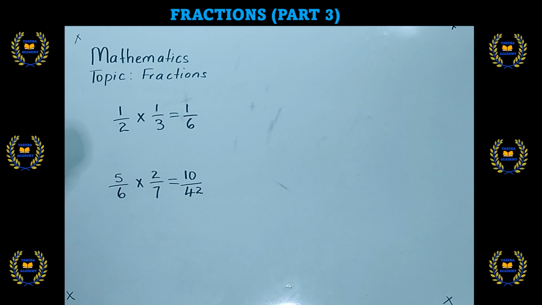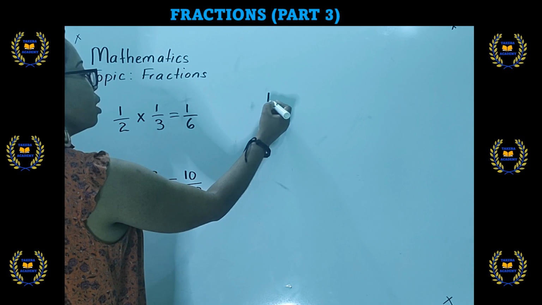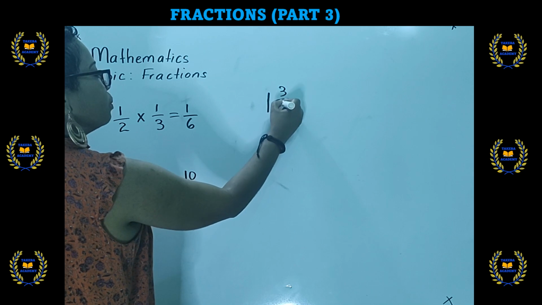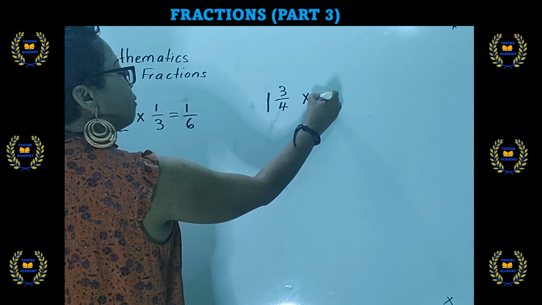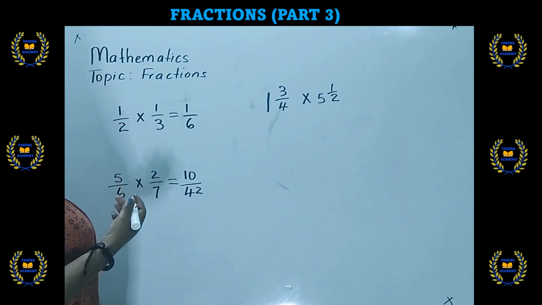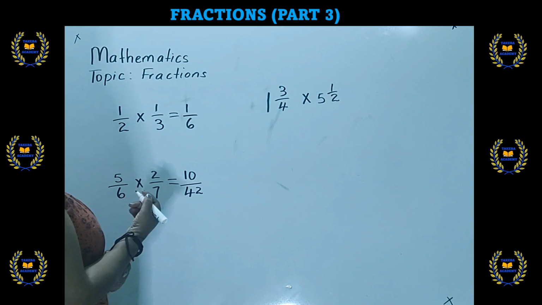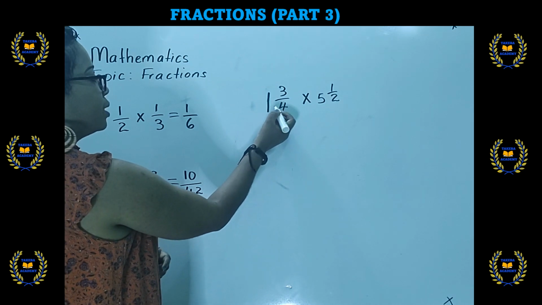Alright, so let's try another example, this time when we have mixed numbers. Remember in our previous lesson we had learned how to change from mixed numbers to improper fractions. So let's see how we are able to complete this question. Alright, so 1 3/4 times 5.5. Okay, so we have mixed numbers. Before we start our multiplication, we need to change these mixed numbers to improper fractions. And if you forgot how to do that, alright, let's go ahead.